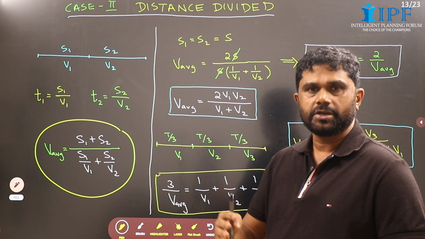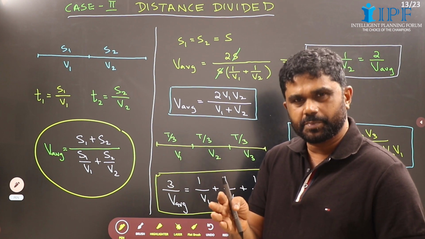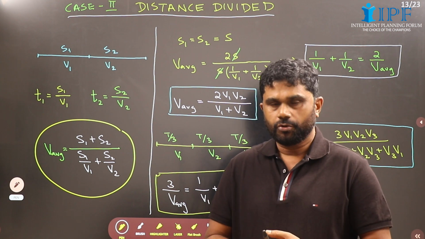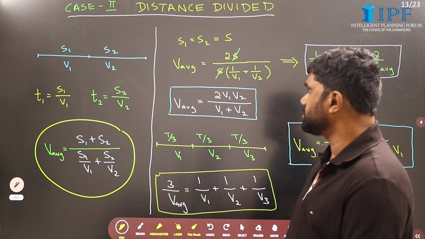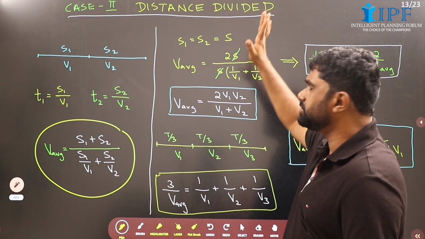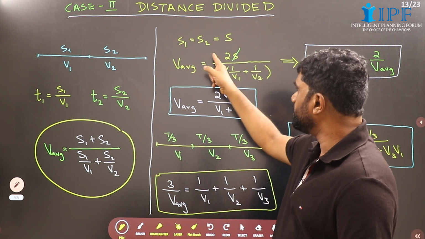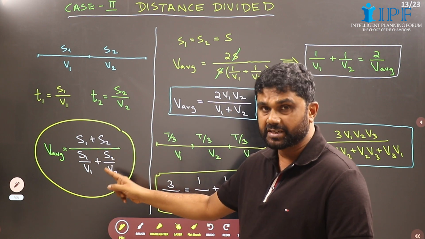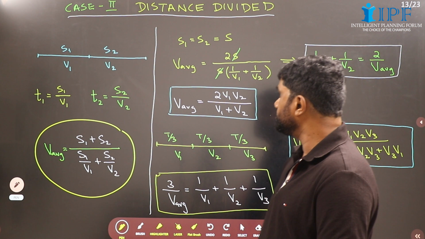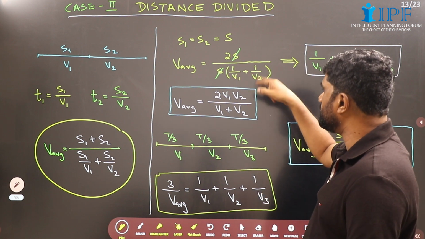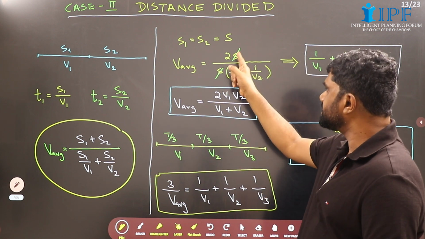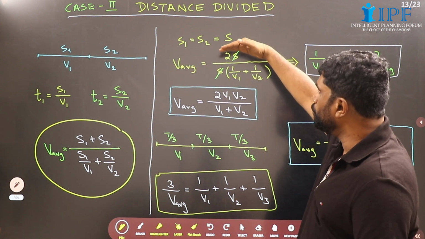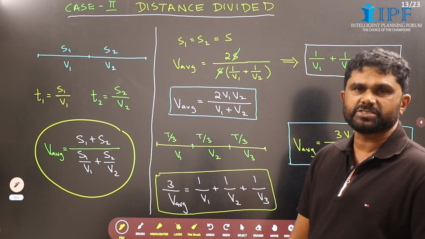Now suppose the total distance traveled, say in this case 60 km, is divided into two equal parts: first 30 km at a constant speed v1, and the remaining 30 km at another constant speed v2. Distance is divided into two equal parts, meaning s1 equals s2 equals, say, s. So s1 plus s2 will be 2s. Here we have s by v1 and s by v2. s is a common factor that we can take outside, so what comes inside the bracket is 1 by v1 plus 1 by v2. This s and s get cancelled. Then v average equals 2 divided by (1 by v1 plus 1 by v2).